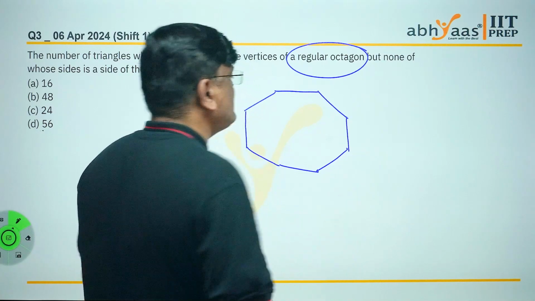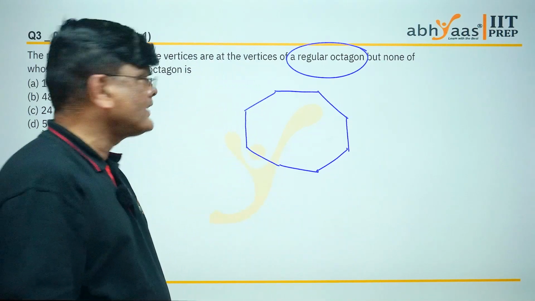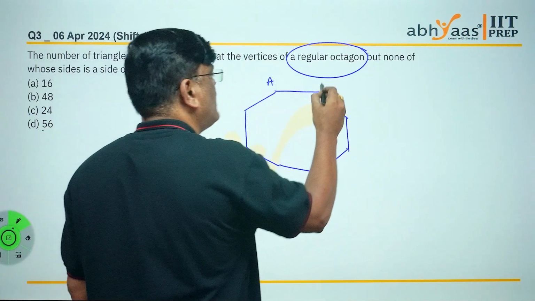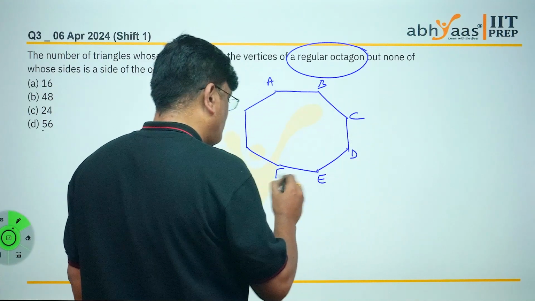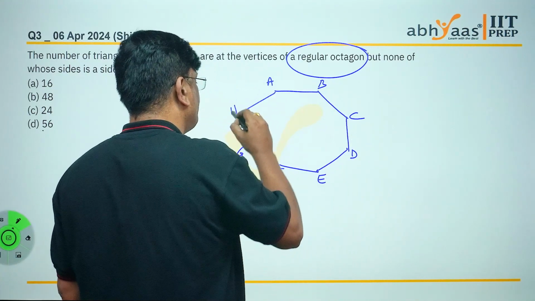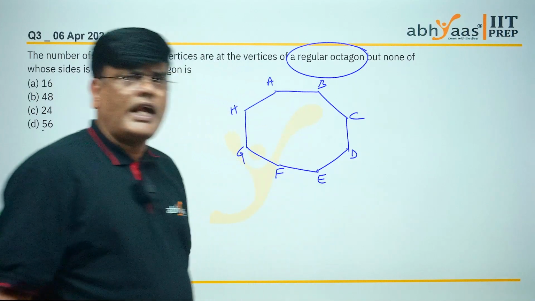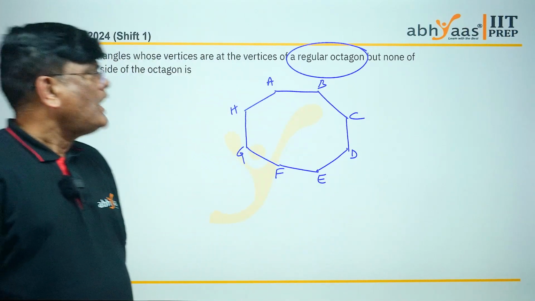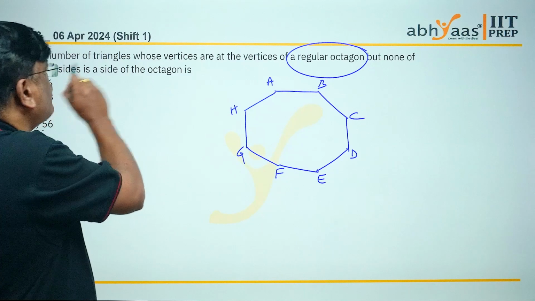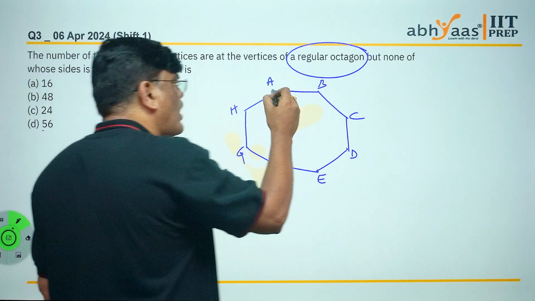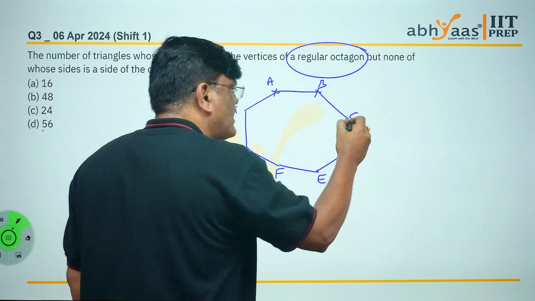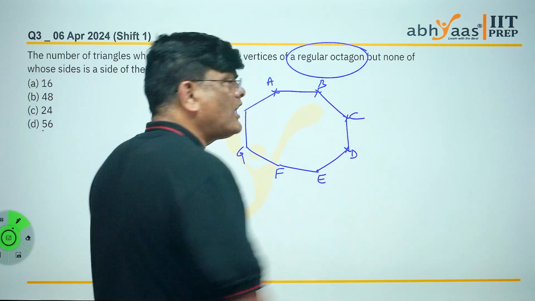For example, this is an octagon having 8 sides. I'm naming the vertices of this octagon A, B, C, D, E, F, G, H. Here we have to find the number of triangles. If you observe, how many vertices are there for an octagon? 8 vertices are there.